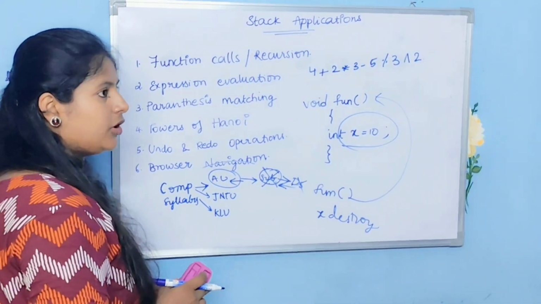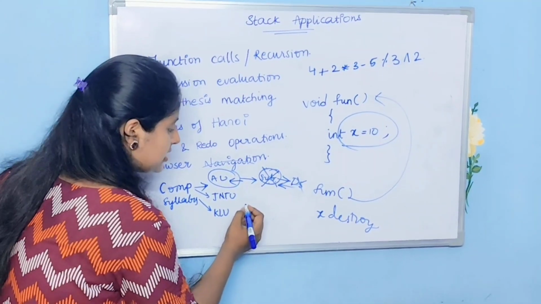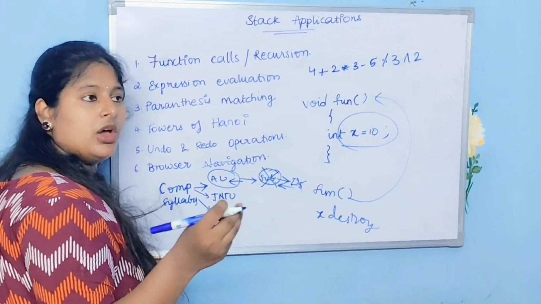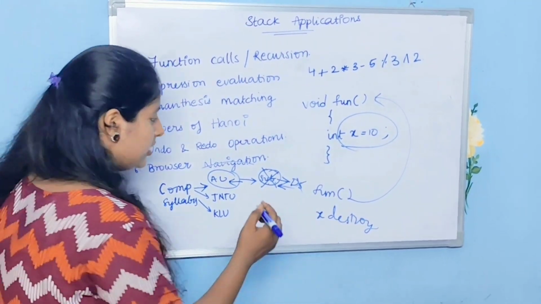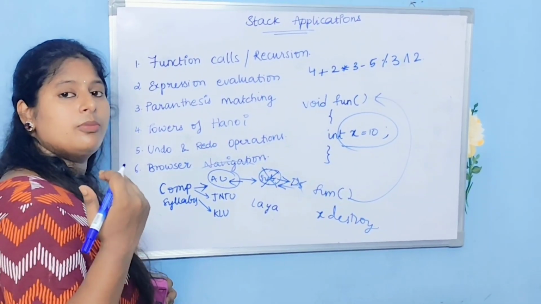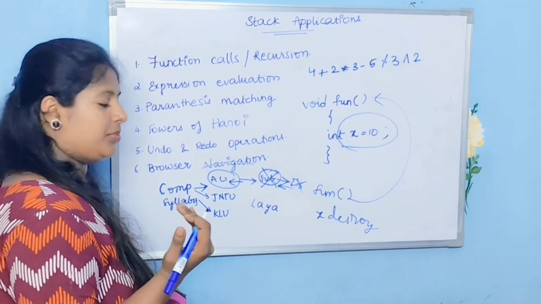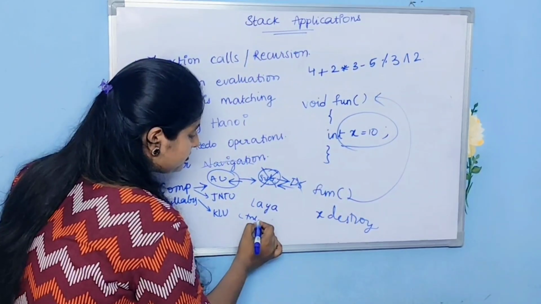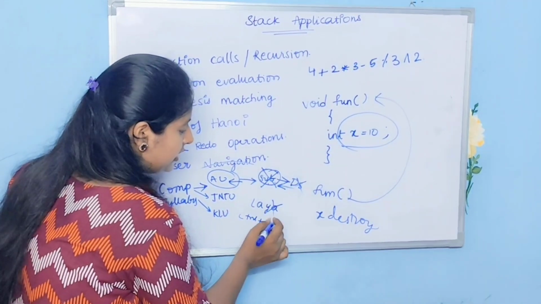For example, if you are doing your MS Office work, you are trying to enter data in Word. Now I have written LAYA. Now I want to delete the last performed operation. Now I'll do Control Z. Now this will be deleted.